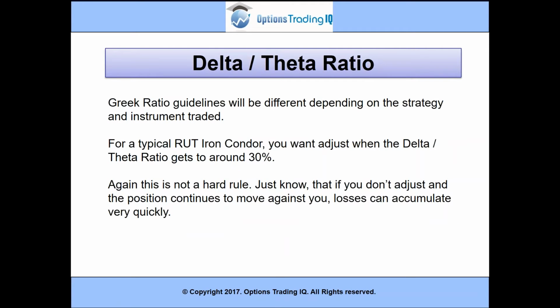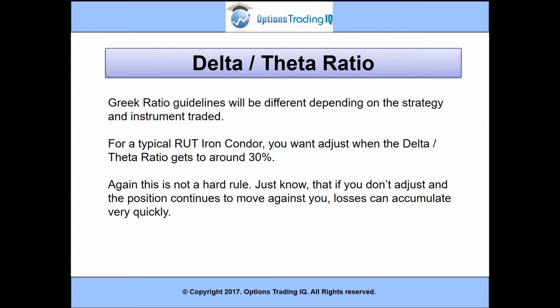Okay, so Greek ratio guidelines will be different depending on the strategy and instrument traded. Okay, so we're going to look at a typical Russell iron condor, and my rule for that is I want to adjust when the delta theta ratio gets to around 30%. So that's a really key number to keep in mind, 30%. That's the kind of cutoff point for me.